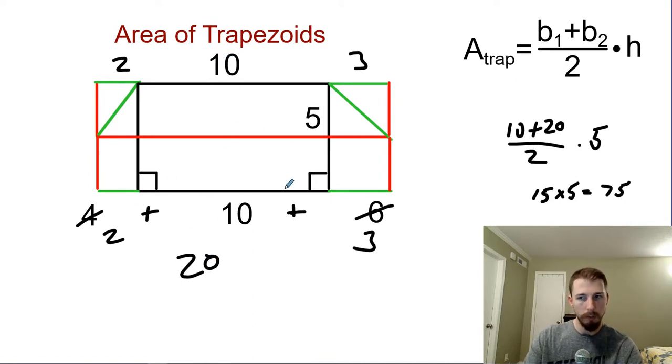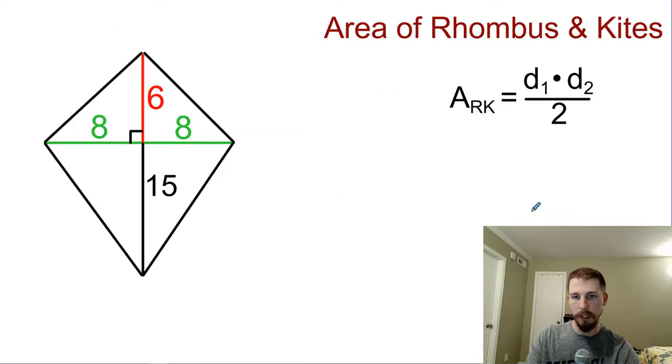So again, what is that? Well, it's the average of the bases, 10 plus 20 divided by 2 is 15, then 15 times 5, which gave us 75. Okay, so the area of a trapezoid is given by the formula of the average of the bases times the height.